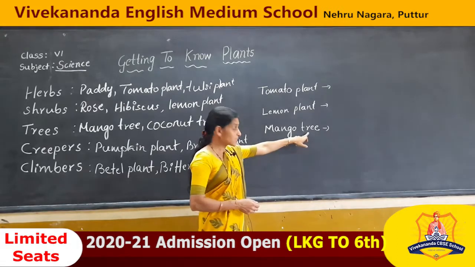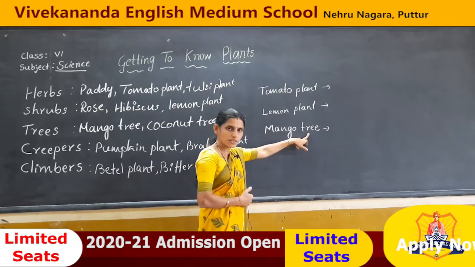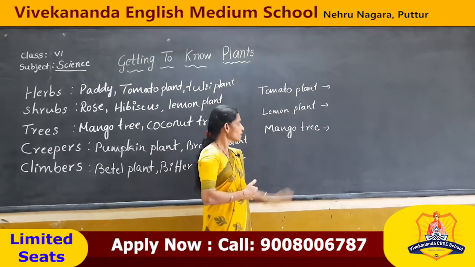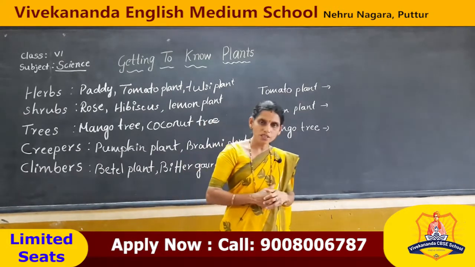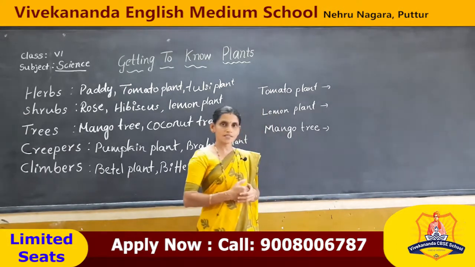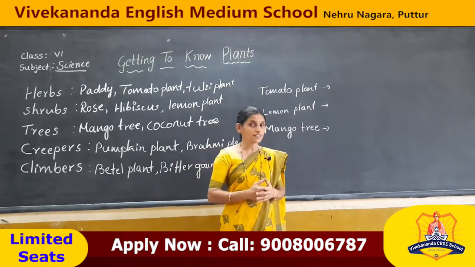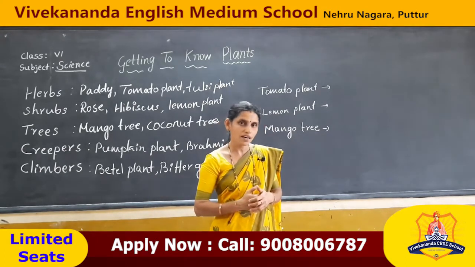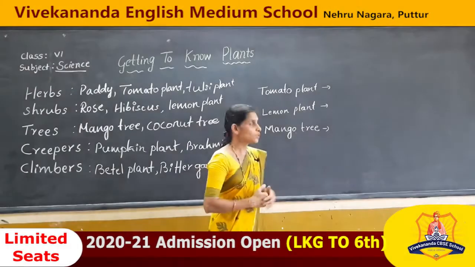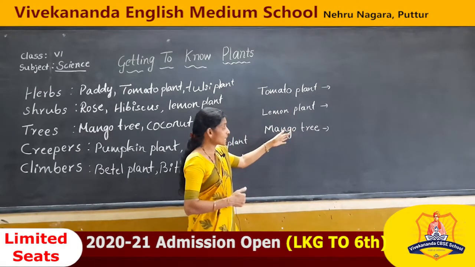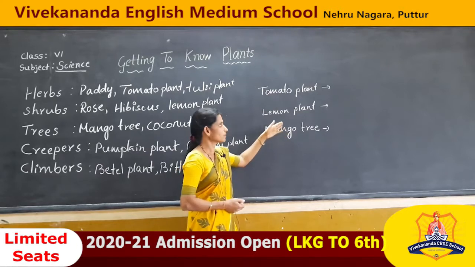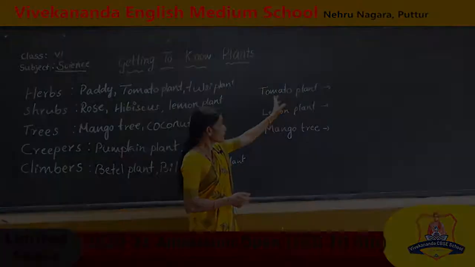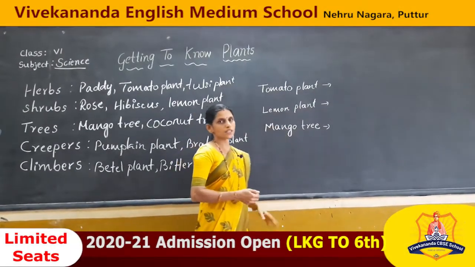And if you see the mango tree, how are its branches? Its branches develop much above the ground, and its stem is also called a trunk. It is very thick, very hard and woody. So we can clearly classify herbs, shrubs and trees by studying the structure of a stem.